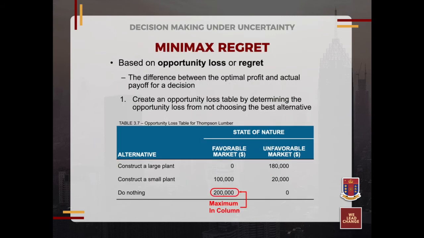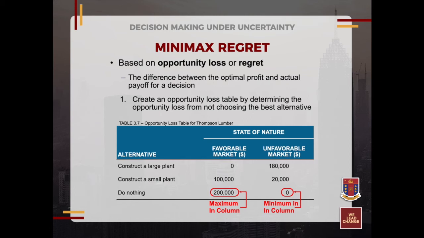Last model would be the MINIMAX regret. The term opportunity loss would be what you would have lost, or what would have cost you, if you chose this instead of the other options. And so there are different steps on how to do it.